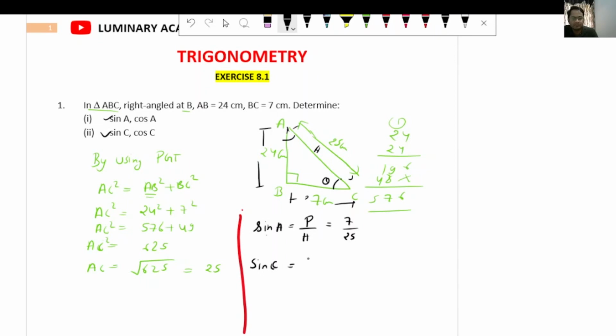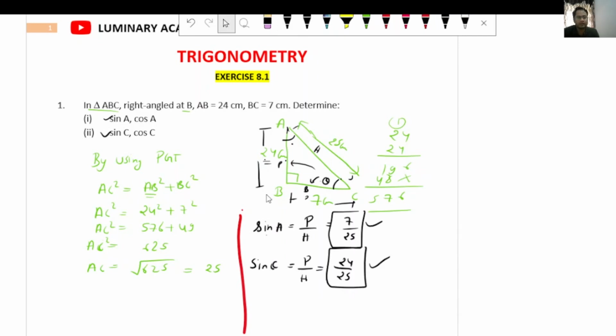So sin C will be equal to again perpendicular upon hypotenuse. Now your perpendicular will be this, because if you take this angle, the opposite of that angle will be your perpendicular. So this is your base, or we can call adjacent, and this is your perpendicular. So for sin C, perpendicular will be 24 because it is given here, and hypotenuse will be 25. So 24 upon 25 is your answer, right? I hope you got the answer for these two.